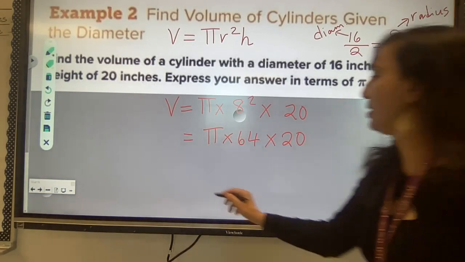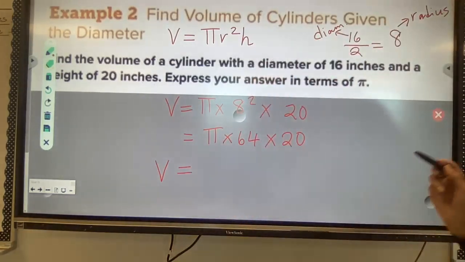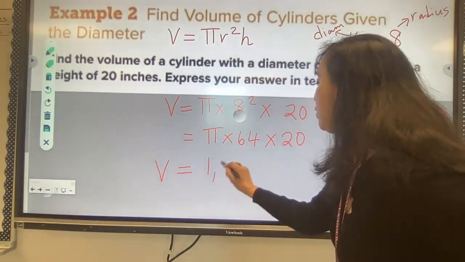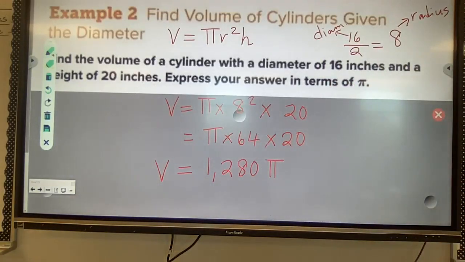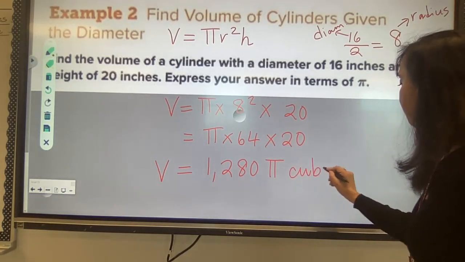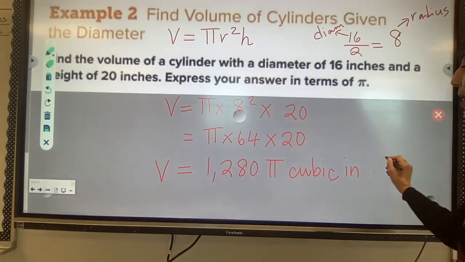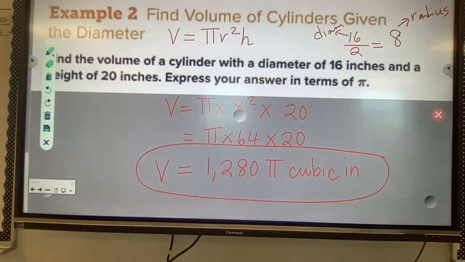But otherwise, you can see that volume is equal to 1,280 pi, because we are leaving the answer in terms of pi. So the volume of the cylinder is going to be 1,280 pi cubic inches. Okay, so this is the answer which is left in terms of pi. All right, so let's do one last problem involving the volume of cylinders.